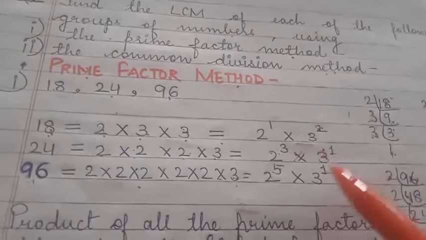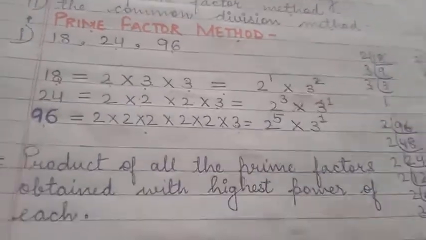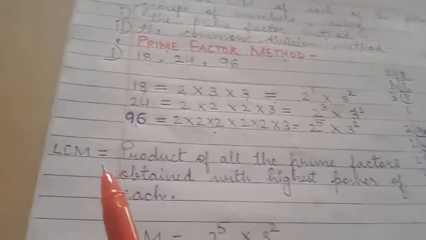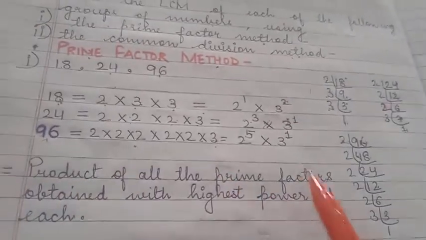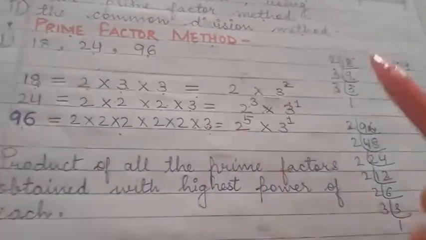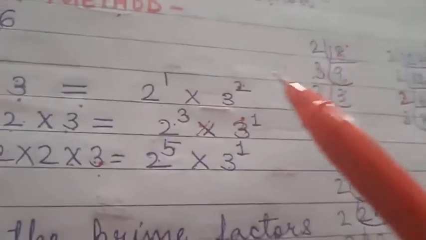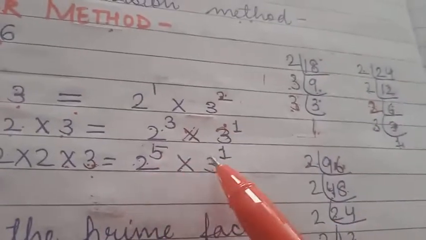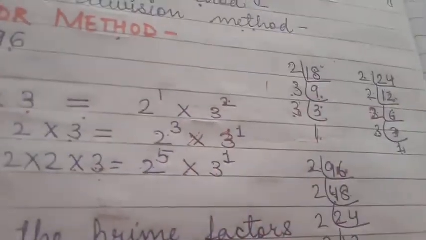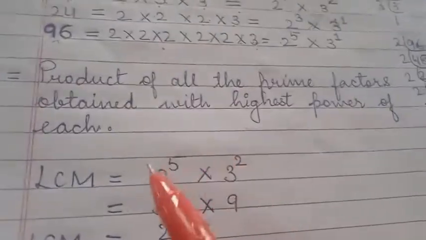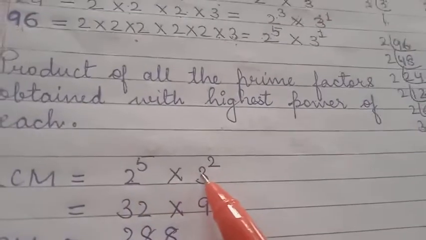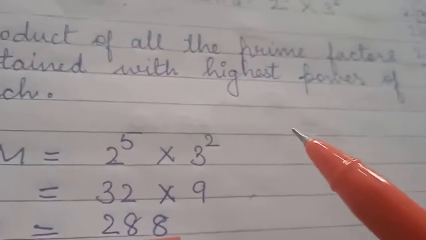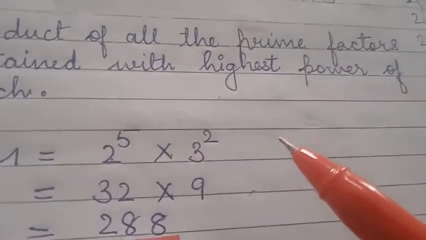After this, what you will do is take the product. See this step. Product of LCM is the product of all the prime factors obtained with the highest power of each. Now, which numbers are there? 2 is there. 3 is there. Here also 2, 3. Means 2 and 3 are common. So what I have to do is write 2 and 3. If one 5 is also there, you have to write that 5 also. Means one time each number should come with its highest power.